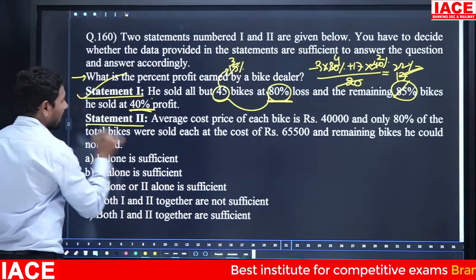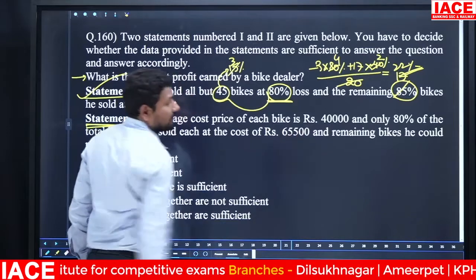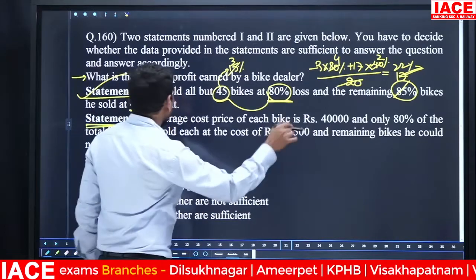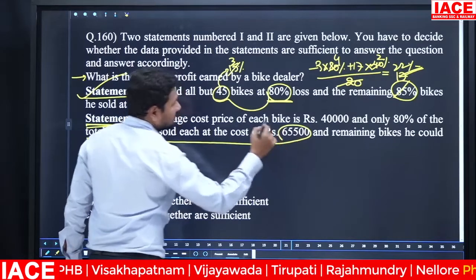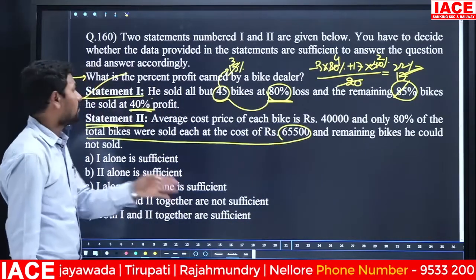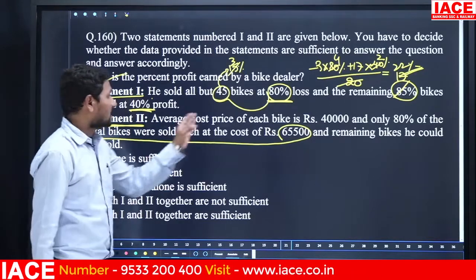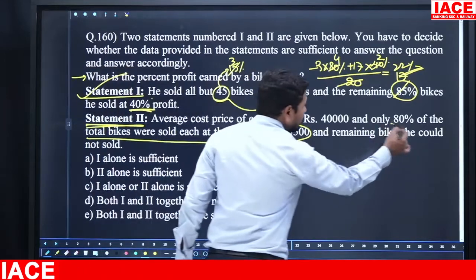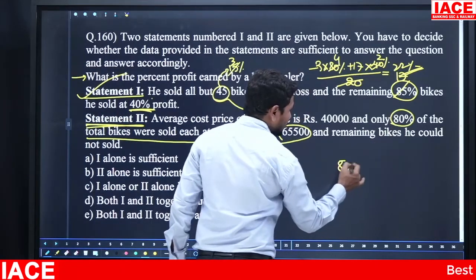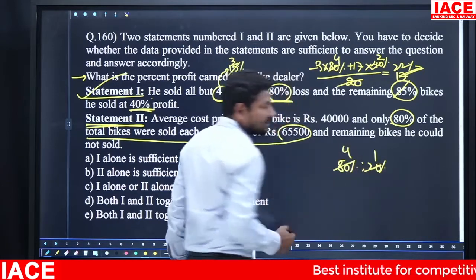Look at statement 2. It is the same calculation. The average cost price of each bike is how much rupees? 40,000 rupees. And only 80% of the total bikes were sold, each at the cost of how much rupees? 65,500. And the remaining bikes he could not sell. Then the average cost of each bike is how much rupees? 40,000. 80% is sold out. The remaining is not sold, which means 4 bikes are sold out and 1 bike is not sold out.